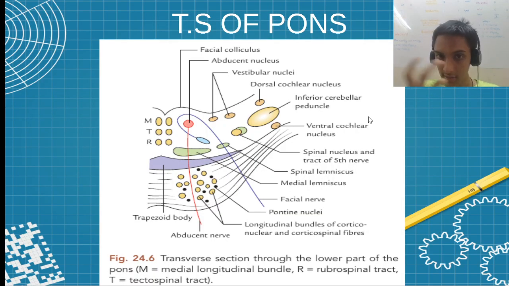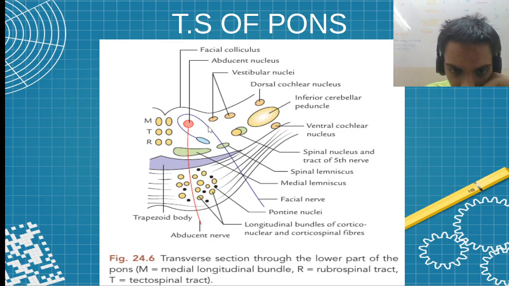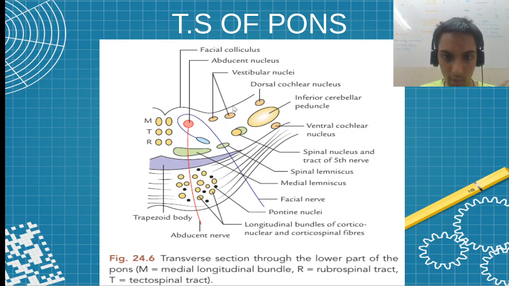So let's see the two levels of Pons. One is in the lower part and the upper part. So what are we finding? In the lower part we are finding this MTR. Then we are seeing the abducens nucleus, the abducens nerve, this one. Here we are seeing the facial nerve. Here the spinal nucleus tract of trigeminal. Then the cochlear and the vestibular component. Then we are seeing the inferior cerebellar peduncle and trapezoid body over here.